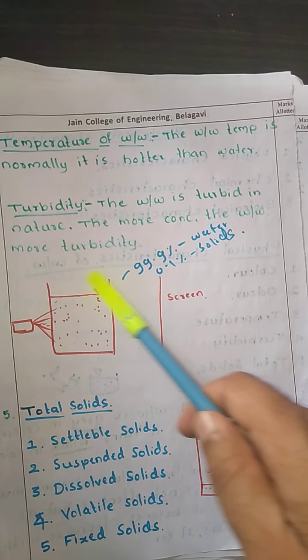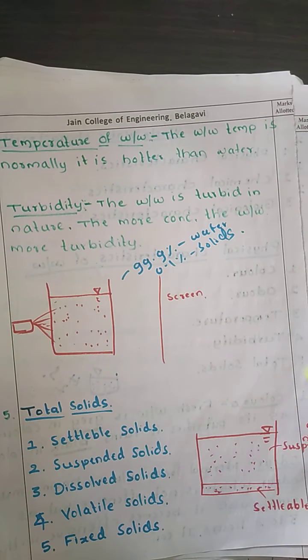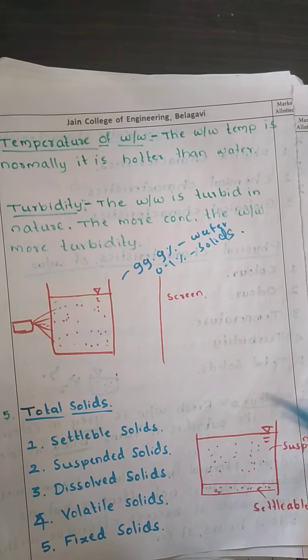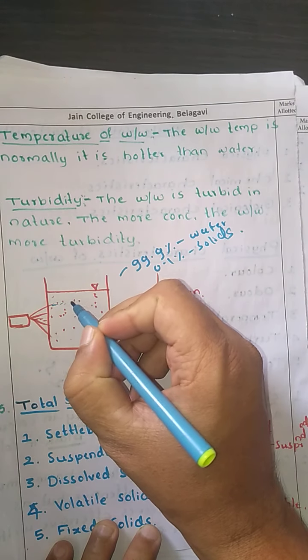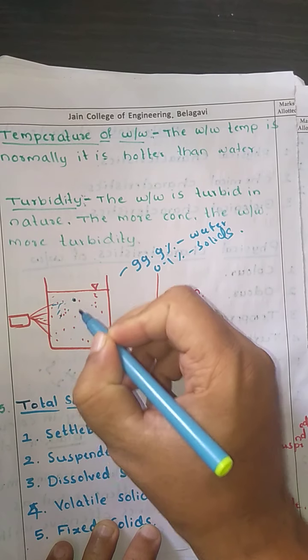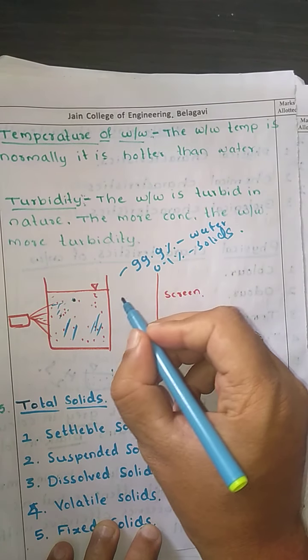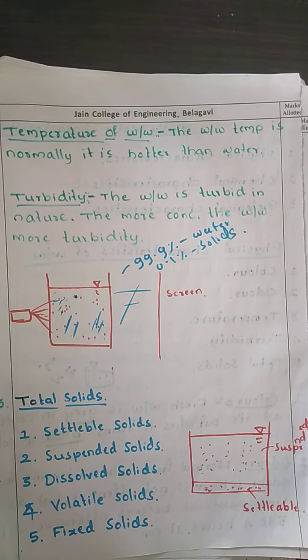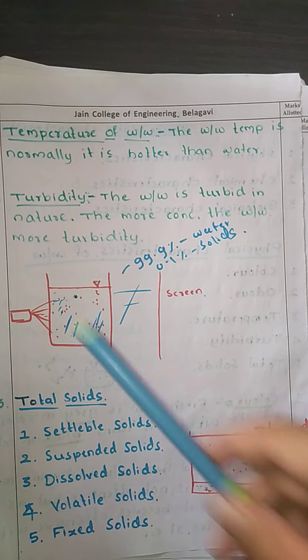if the water is turbid, if it contains a larger amount of solids in it, then whatever rays are coming from this torch are going to get scattered by these solid particles, and the ray of light will not pass, and the ray of light will not get observed on the screen. Why? The ray of light is going to get scattered by the solids which are present in the wastewater.